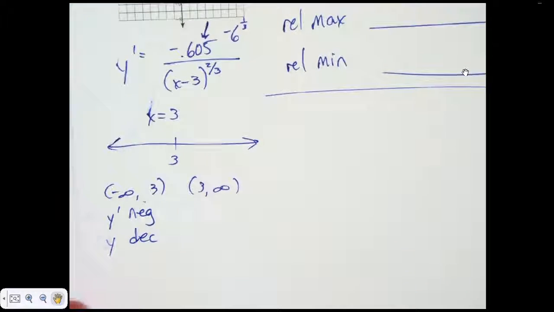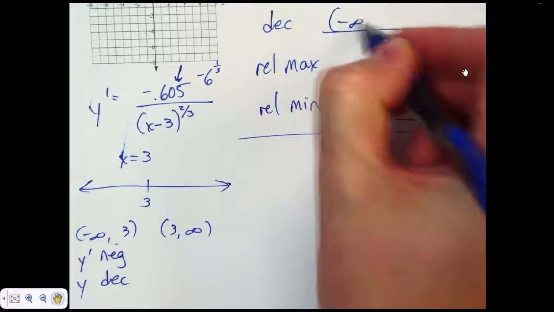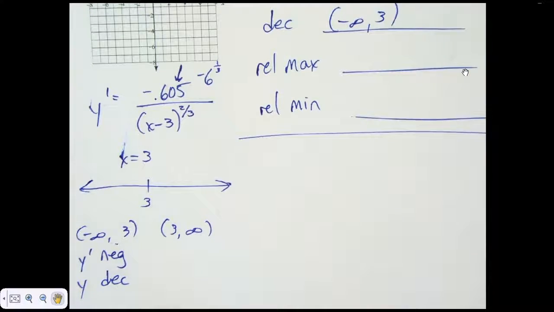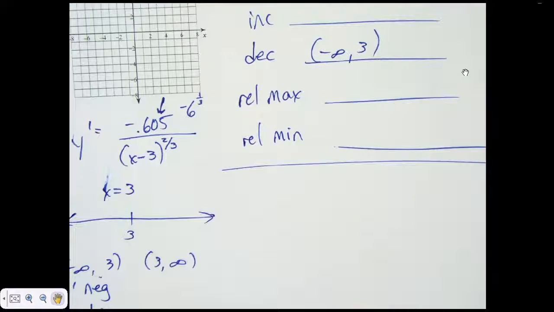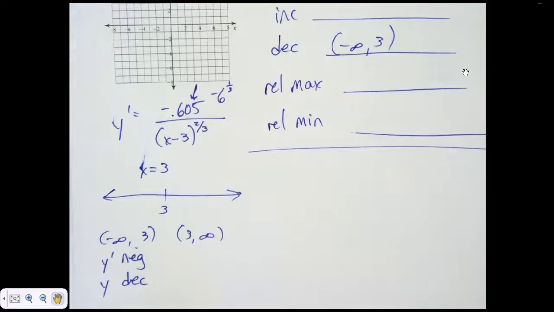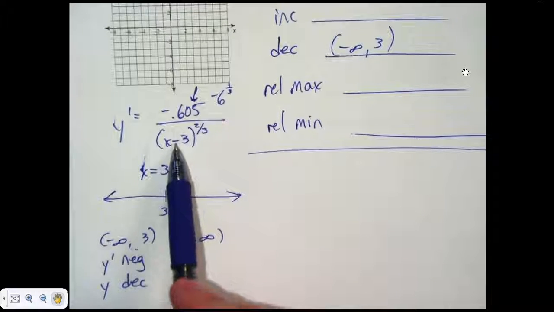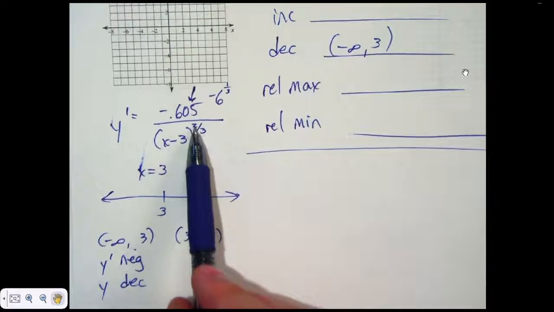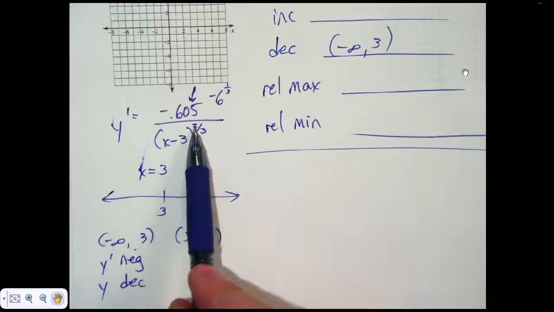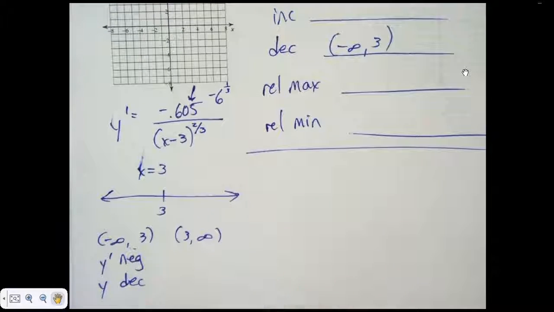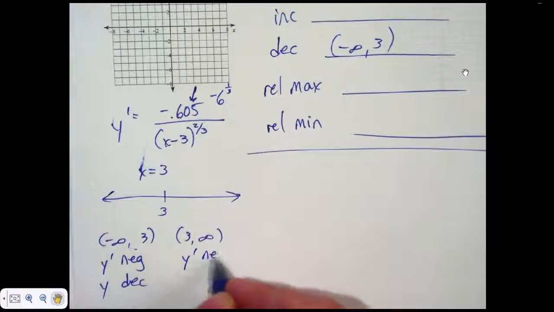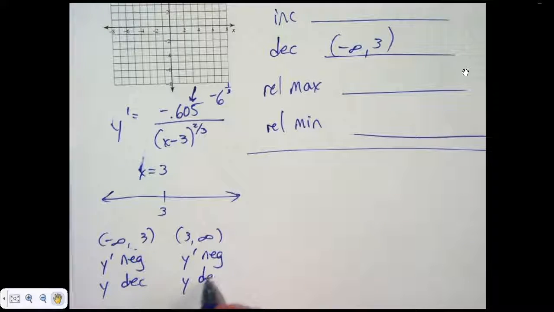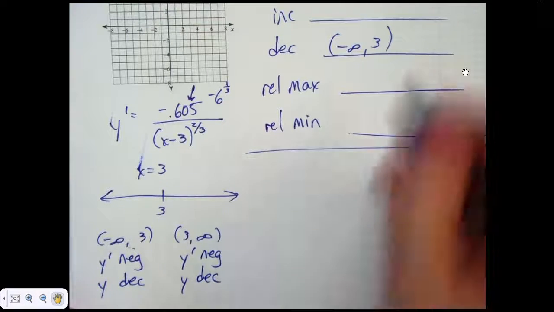Good. So I can fill that in my little list over here. We're decreasing from negative infinity to 3. Same process, but pick a number between 3 and infinity. Let's say I pick 10. 10 minus 3 is positive. The third root of a positive is still positive. A positive squared is still positive. And then a negative divided by a positive is negative. So the derivative is negative again. So y is decreasing again.